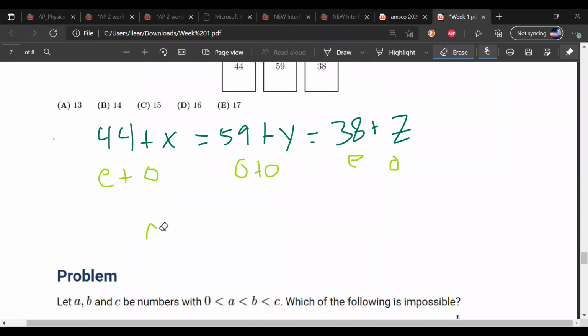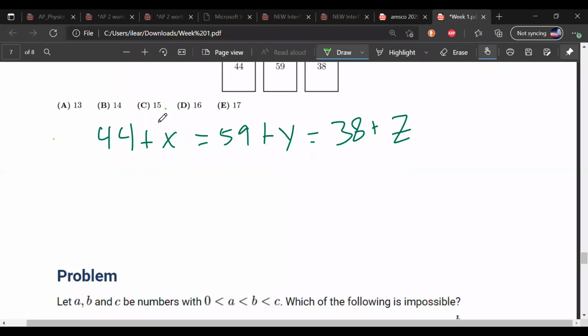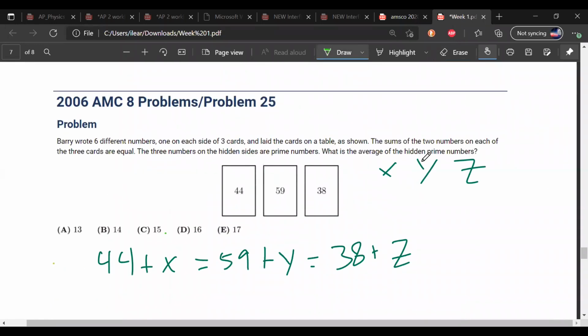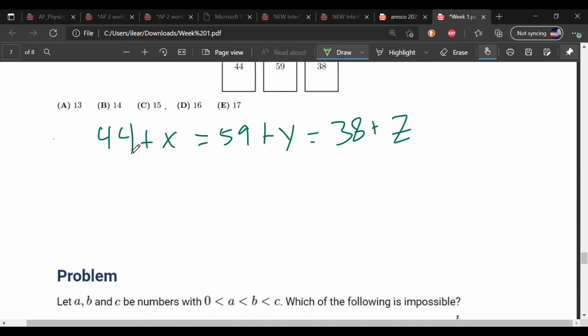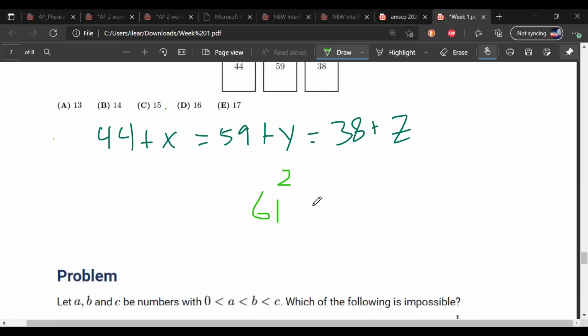So that basically means that y is equal to 2 for sure. If y is equal to 2, say x and z are prime numbers that are not 2, so they're odd. So even plus odd gives odd, odd plus even gives odd, and even plus odd equals odd. So essentially we would get odd numbers all around the board. So y must be equal to 2. So 59 plus 2 is equal to 61. Now we can just find x and z through simple subtraction.